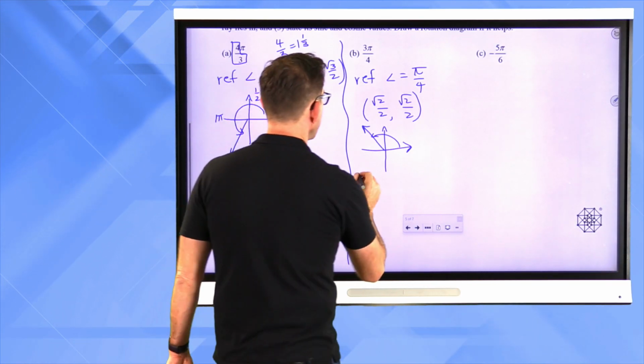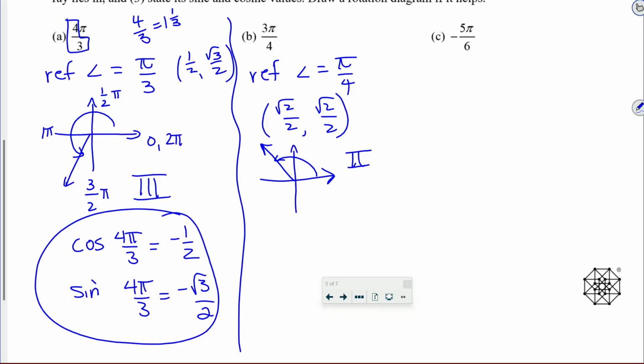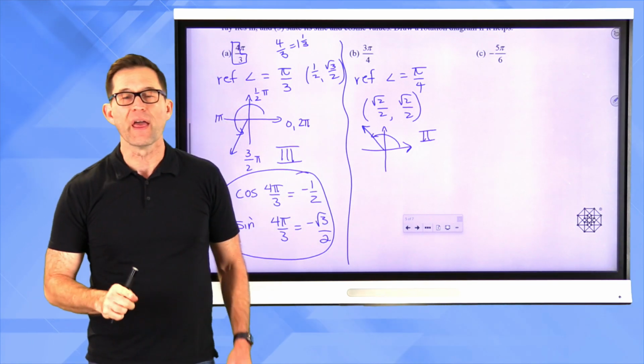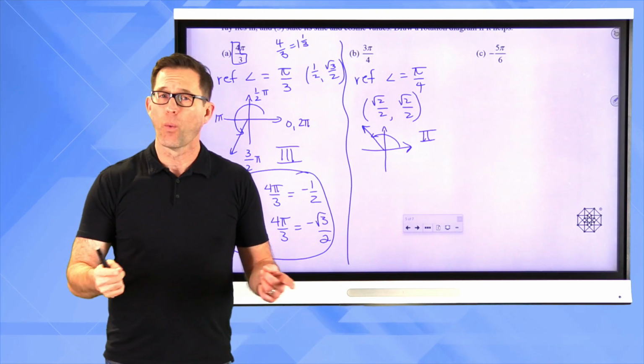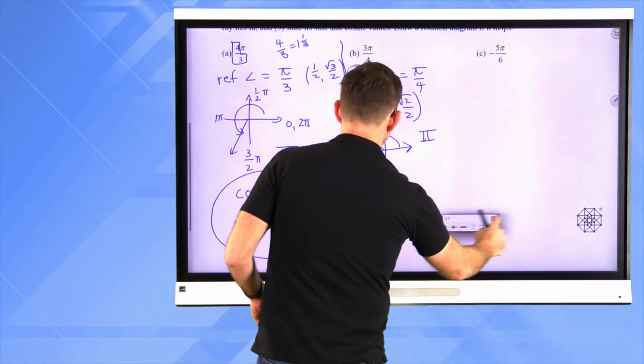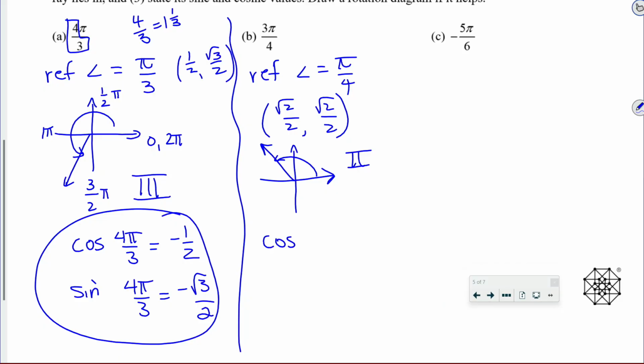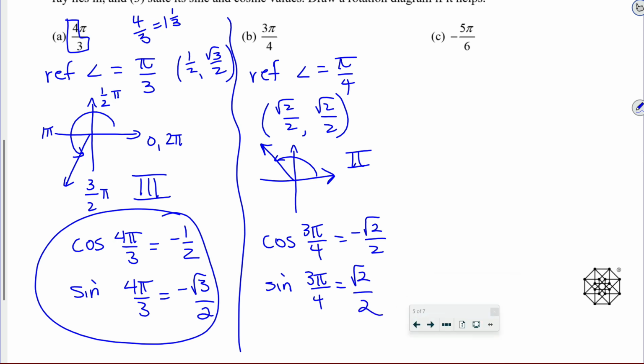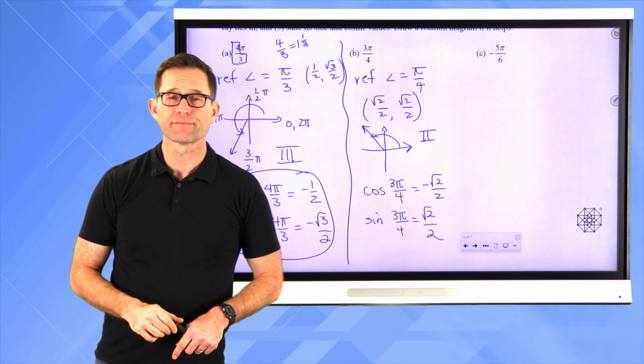So we are in the second quadrant. In the second quadrant, the x-coordinate is negative, the y-coordinate is positive, so I can now say that the cosine of 3 pi over 4, which is the x-coordinate, will be negative root 2 over 2, and the sine of 3 pi over 4 will be positive root 2 over 2. And there we have it.